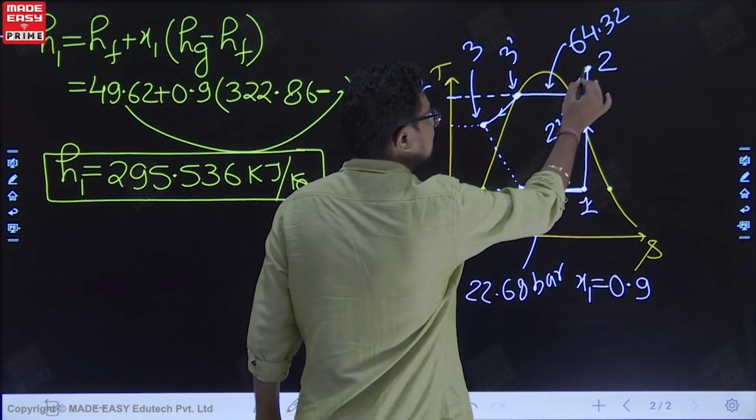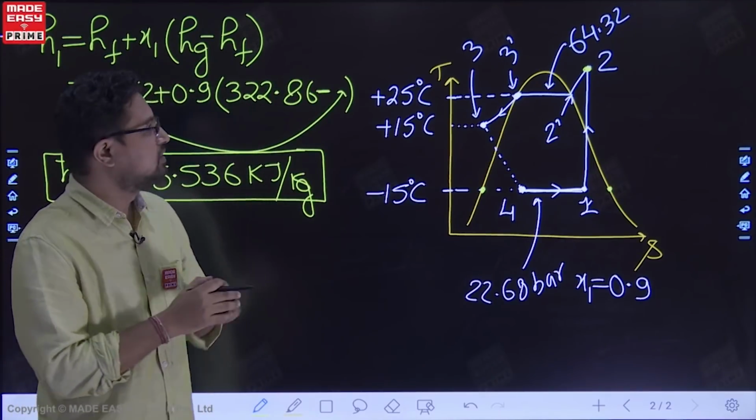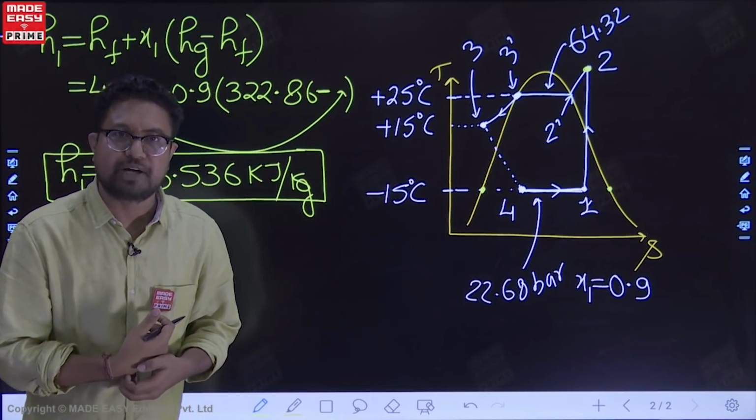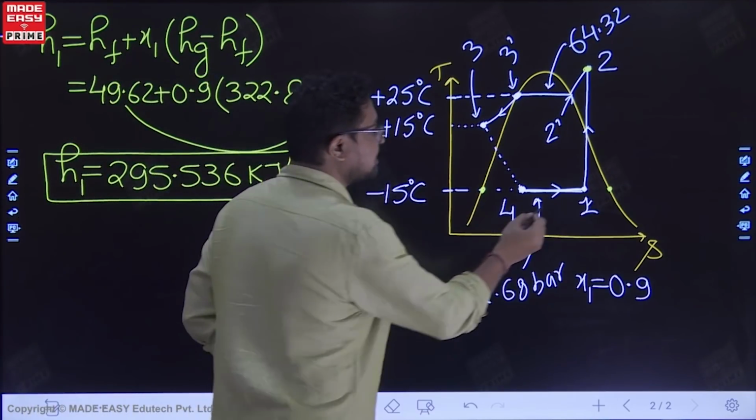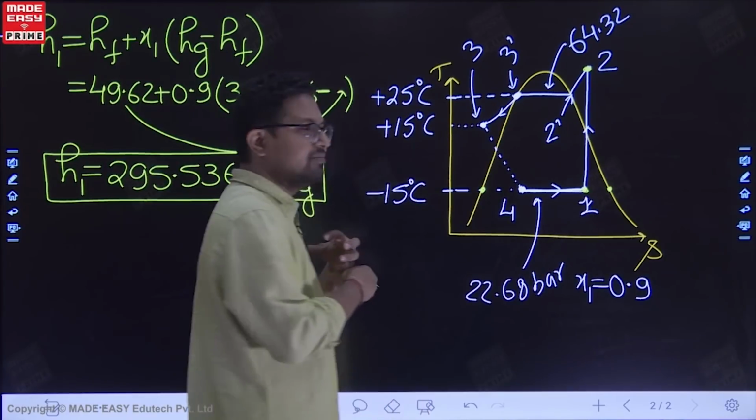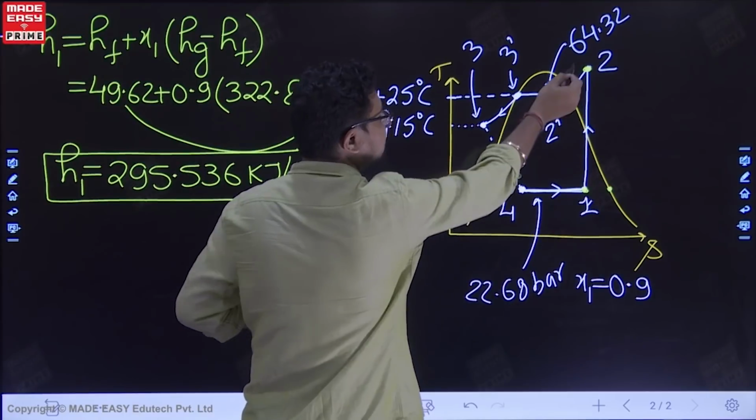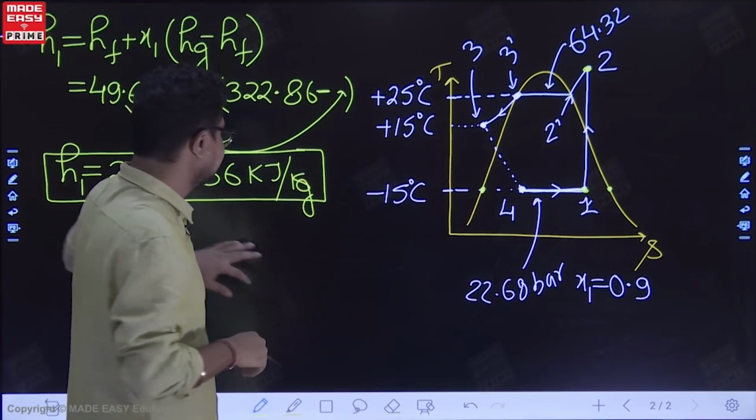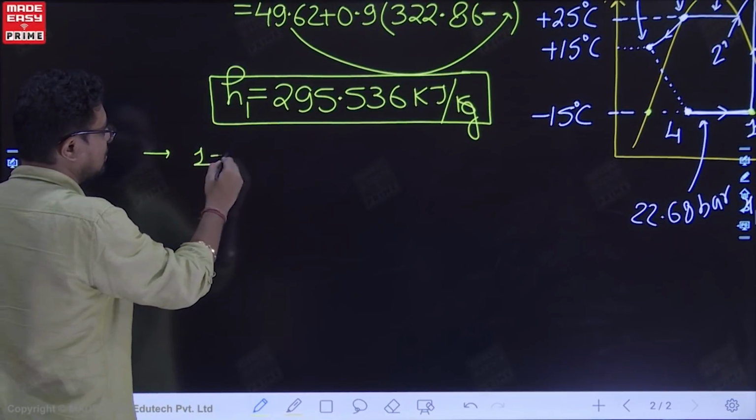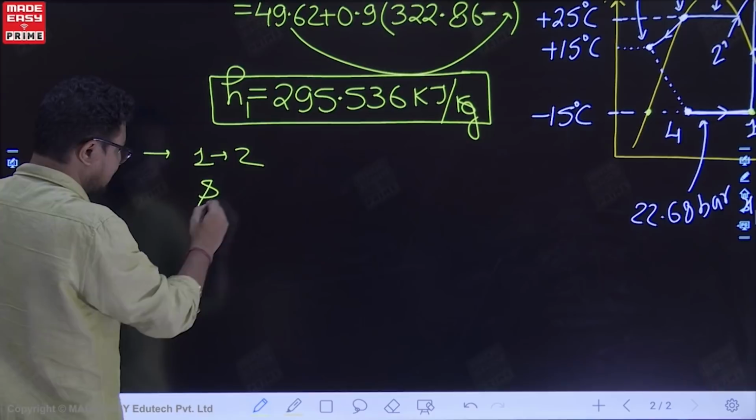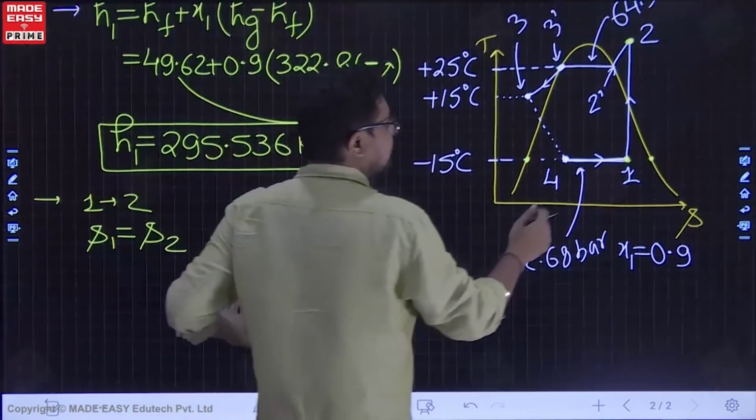If we have to know the enthalpy at point 2, we should know the temperature at point 2 because it is in the superheated region. How to know the temperature? There is one step which will be very commonly used. 1 to 2 is isentropic compression, so entropy will be constant. So we can say S1 is equal to S2.